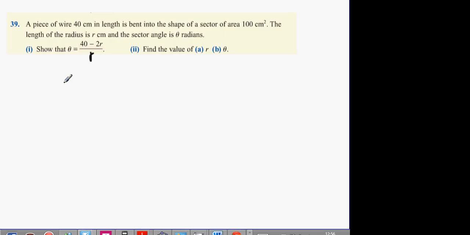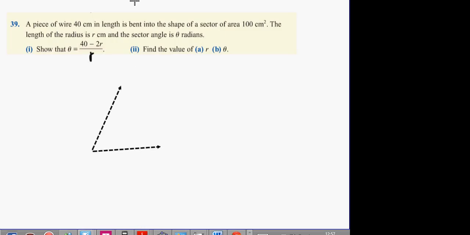So what we have here is the following. We have an area of a shape of a sector. Okay. A piece of wire 40 meters in length is bent in the shape of a sector of area 100 centimeters squared. The length of the radius is... Oh, it's a sector, so that means that's it basically.